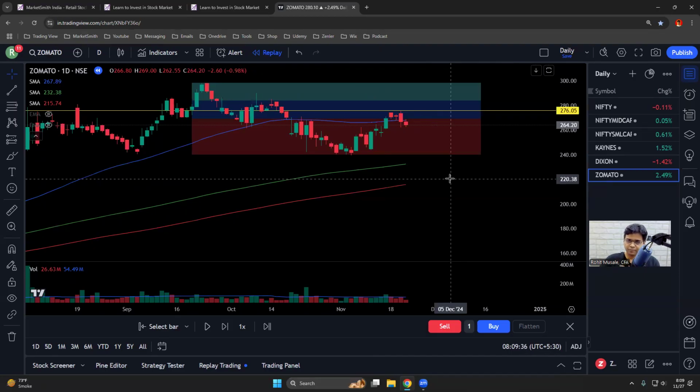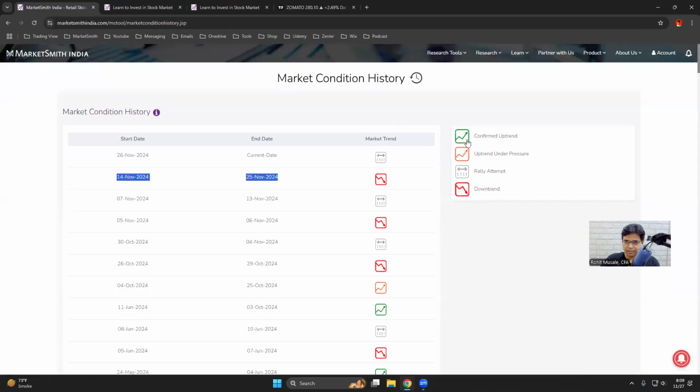However, if I see the same chart when the market condition is green, I might buy the stock because now the market is in a confirmed uptrend. So even if it is technically weak but fundamentally strong, I can buy the stock. But if this state is orange color, then I will buy stocks which are fundamentally and technically strong. So the weaker the market, the stricter should be your criteria.